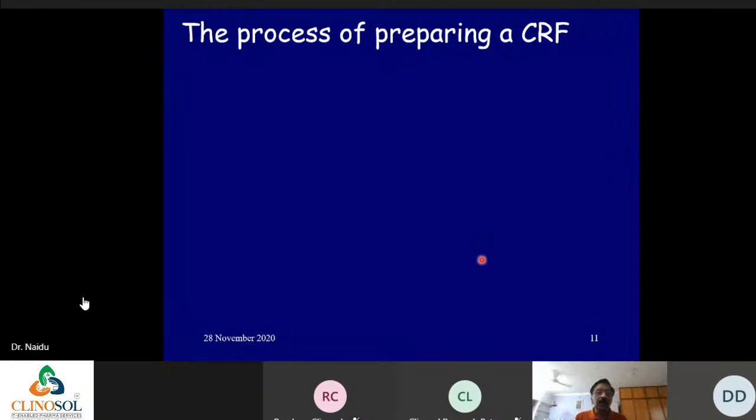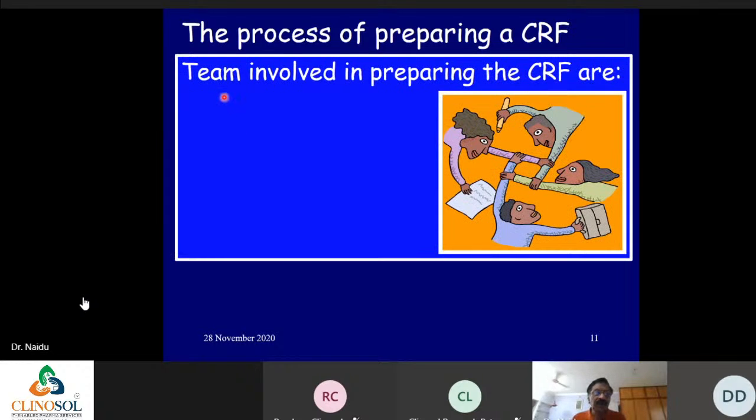Now let us come to the real activity, the process of preparation of the case record form. How do you proceed to develop it? First, we have to have a team of people involved in preparing a case record form. A single person or two persons cannot develop a case record form. We need a team of people.